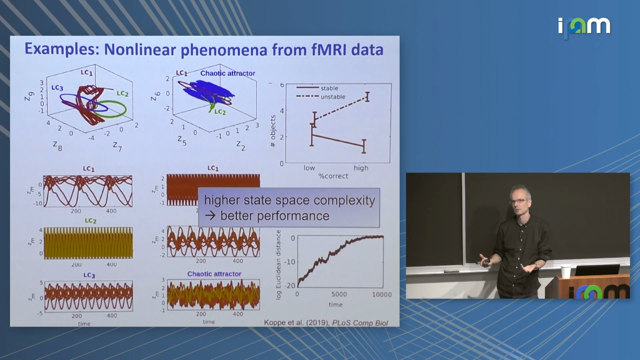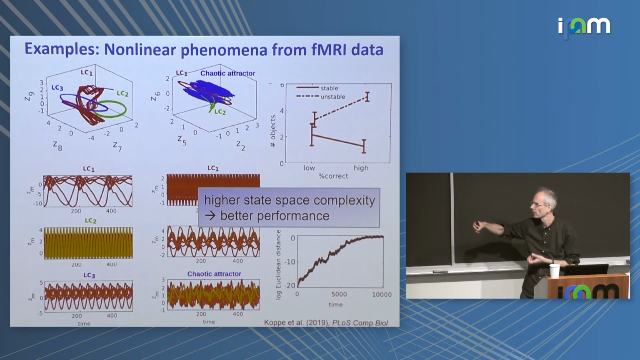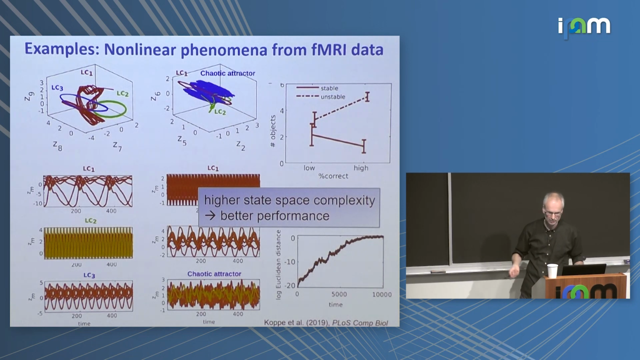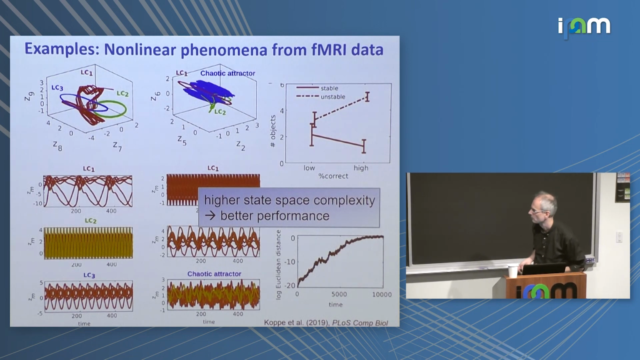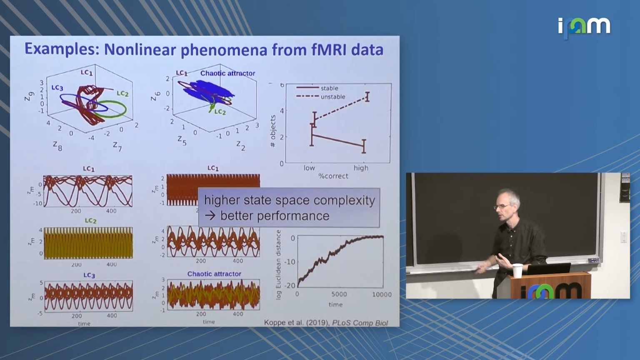So maybe it has to do something with state space complexity. Certainly the state space complexity increases with the number of unstable objects you have in there. And so maybe that correlates somehow, for some reason, we don't know yet, with better performance. So the bottom line here is just you do find correlations with different behavioral measures.